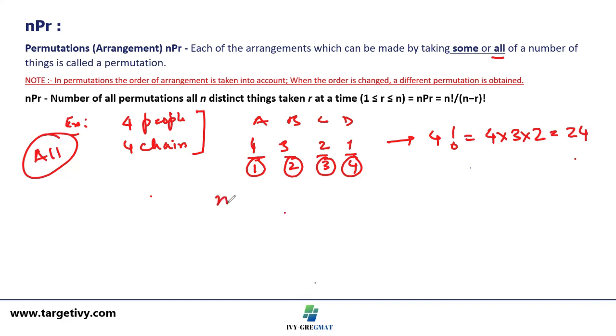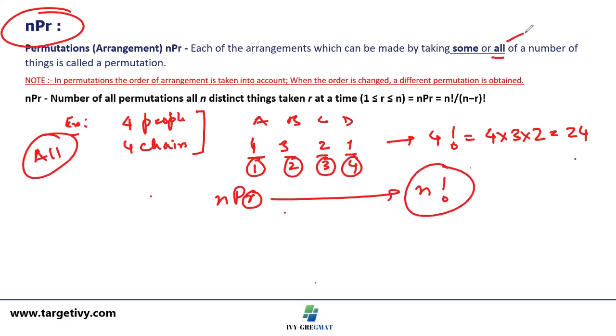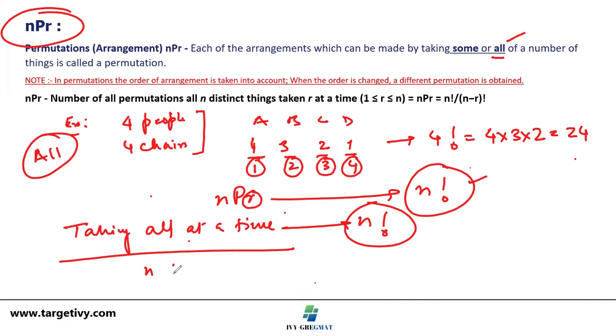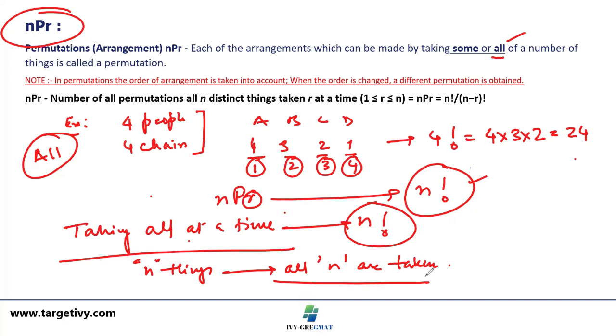Okay. So nPr, as we know it, here r is the same as n, so it will lead to factorial n. So if all are taken into consideration, it's factorial n. So permutation or arrangement of n things when taking all at a time is factorial n. When all n are taken, then this formula n factorial will give us the correct answer.